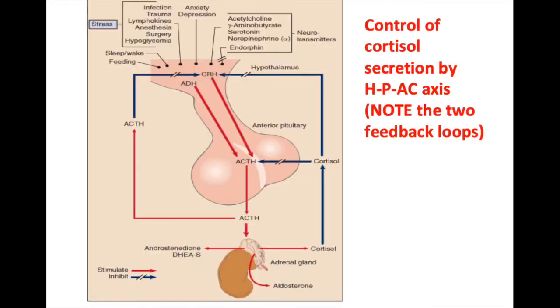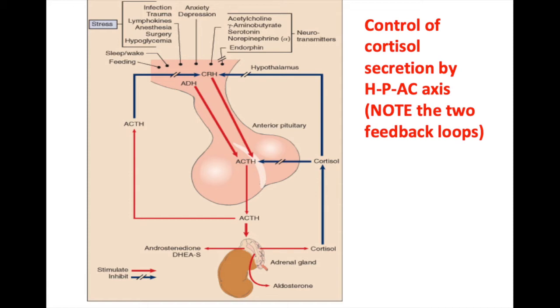The release of cortisol is controlled by the hypothalamus-pituitary-adrenal gland axis. In response to stimuli, whether it's stress, sleeping and going into waking, feeding, anxiety, depression, you get release of CRH, corticotrophin releasing hormone, from the hypothalamus down the median eminence onto the anterior pituitary, which then stimulates the release of ACTH.